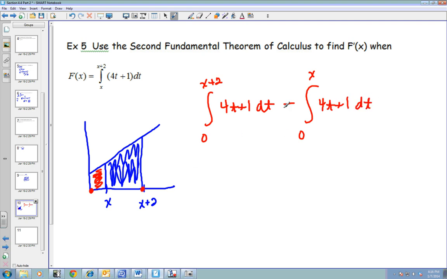Well, now this is something I can use the fundamental theorem of calculus for. I have a constant on the bottom, my x is on top, so I just substitute my x plus 2 in place of my t's. So I have 4 times x plus 2, plus 1. This was something more than the x, so I would multiply by its derivative, but its derivative is just 1. Minus, this one I just plug in my x, 4x plus 1.